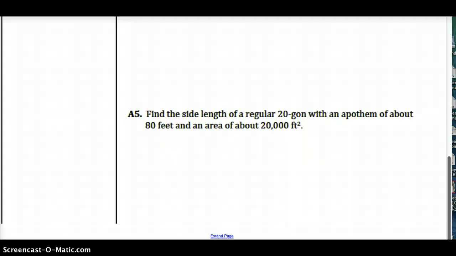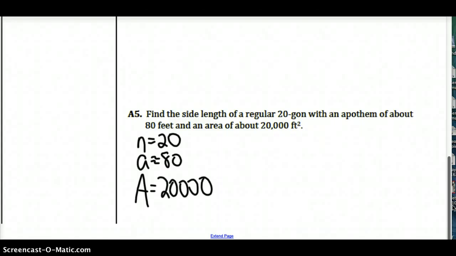Find the side length of a regular 20-gon. So n equals 20, key information there, with an apothem of about 80 feet. So A is about 80. And an area, big A, and here's the importance of using proper capitalization or non-capitalization here, is we have 20,000 square feet. So they want us to find the side length. Well, that's just our S. So I'm going to go ahead and write my formula out. I'm going to use the SAN version.